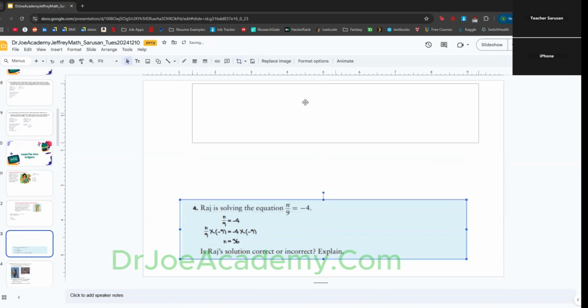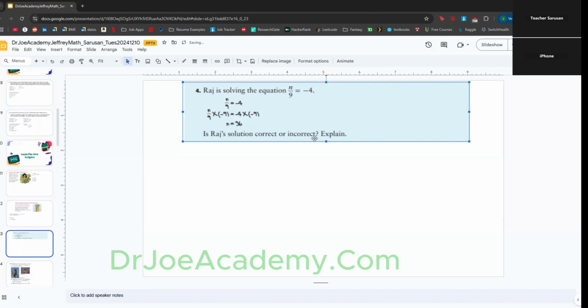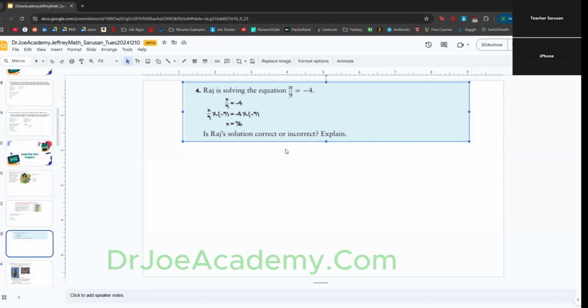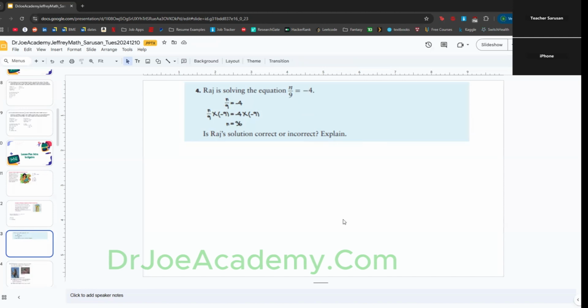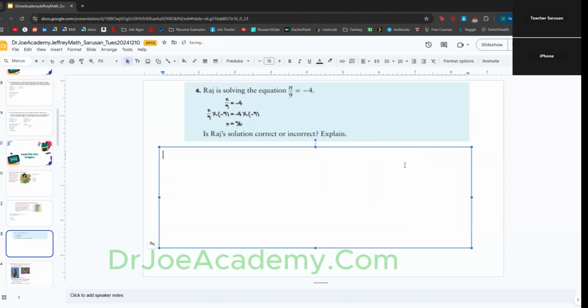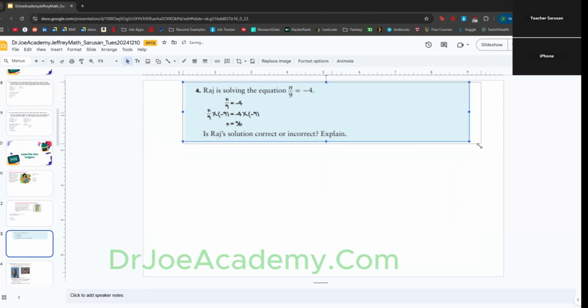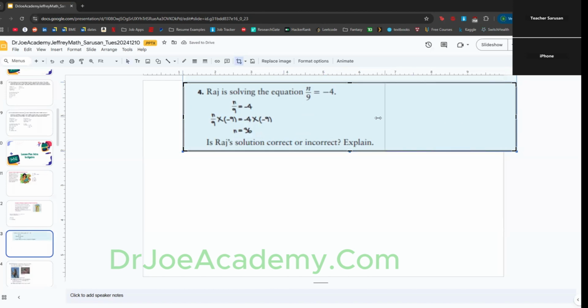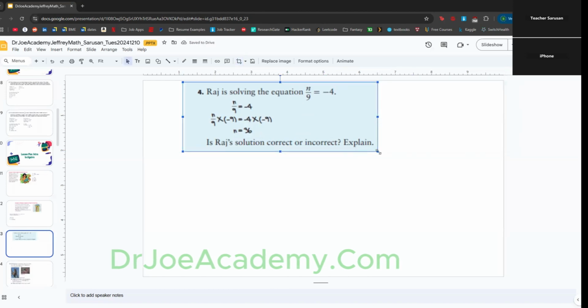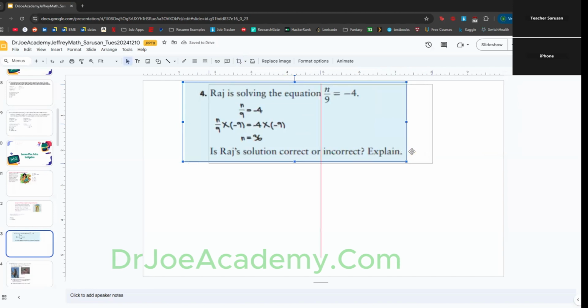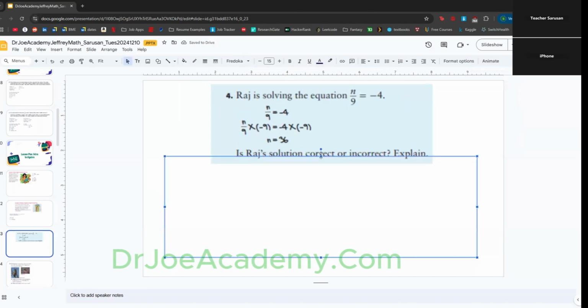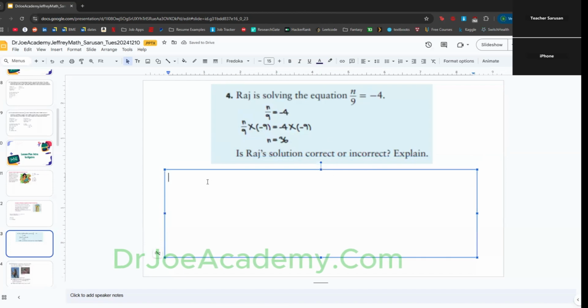All right, so this question says Raj is solving the equation n divided by 9 is -4, and this is his solution. Is Raj's solution correct or incorrect? Explain. What do you think? Okay, so is it saying the entire problem equals -4, or is it just saying n equals negative? Oh, so he's saying n divided by 9 equals -4, so wouldn't n be -36? N should be -36.